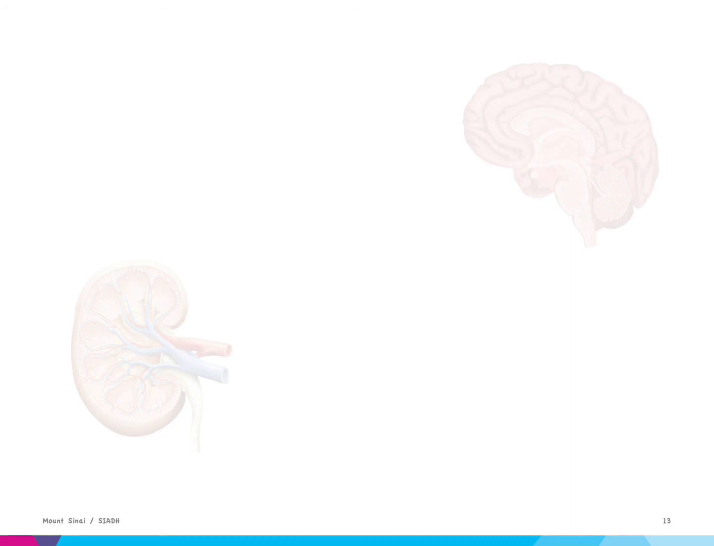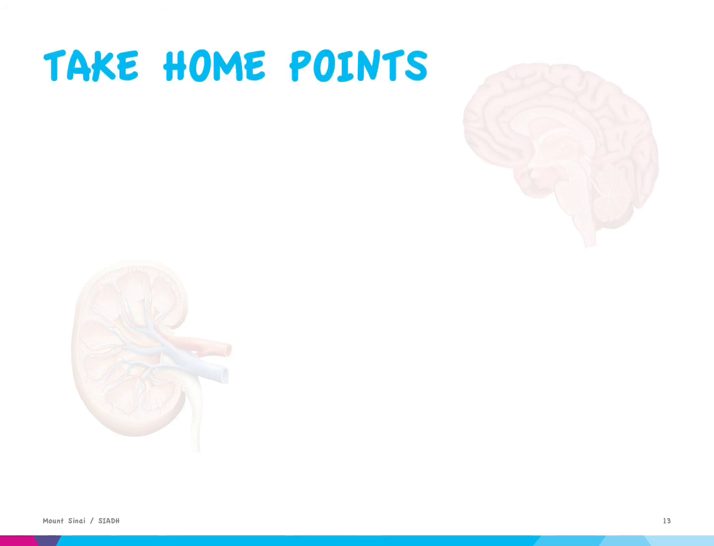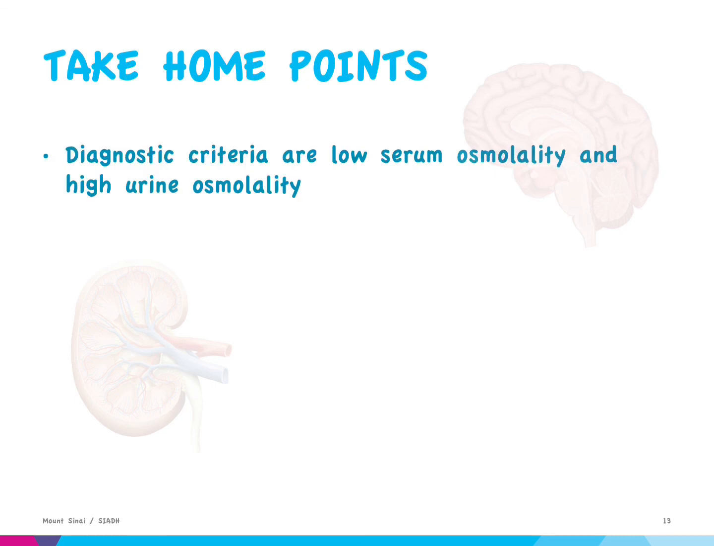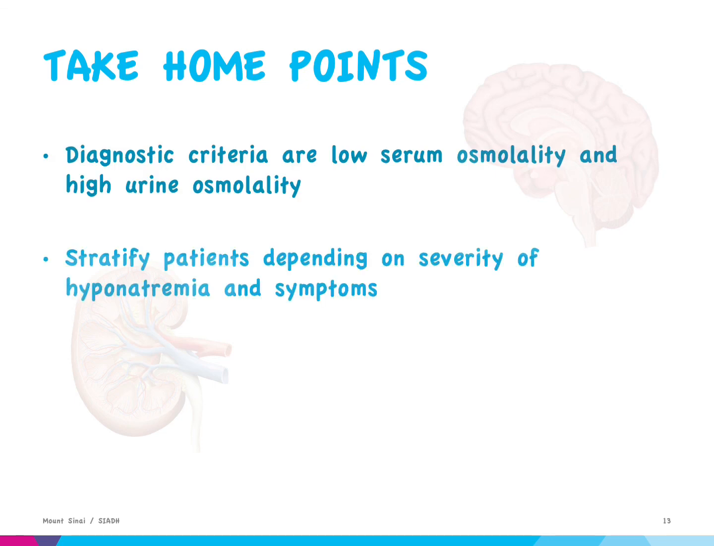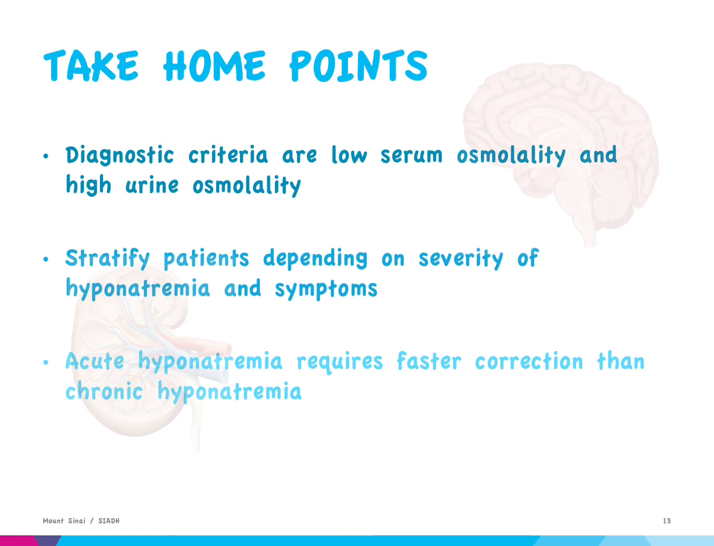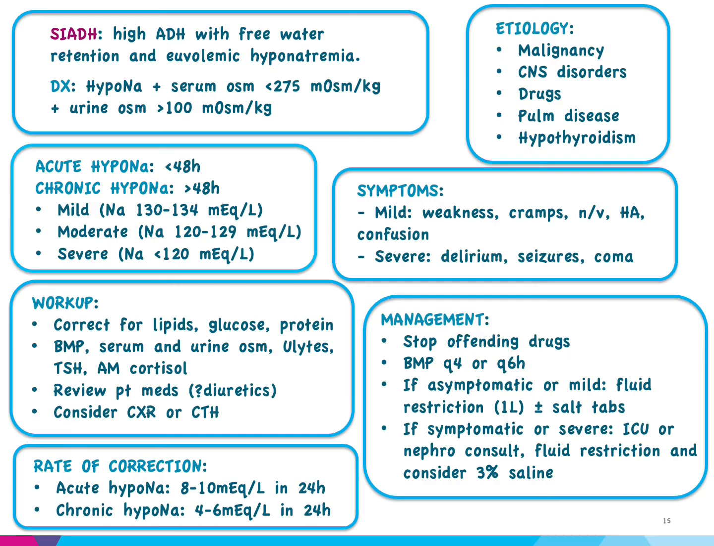Good job, guys. We are at the end of our lecture today. The take-home points will be to remember the diagnostic criteria of SIADH, stratify the patients depending on the symptoms and on the severity and rate of hyponatremia, and then remember always that acute hyponatremia requires a faster correction than chronic hyponatremia. Thank you for staying with me, and this is a handout that you can print and it summarizes what we talked about today. Thank you guys, have a great day.